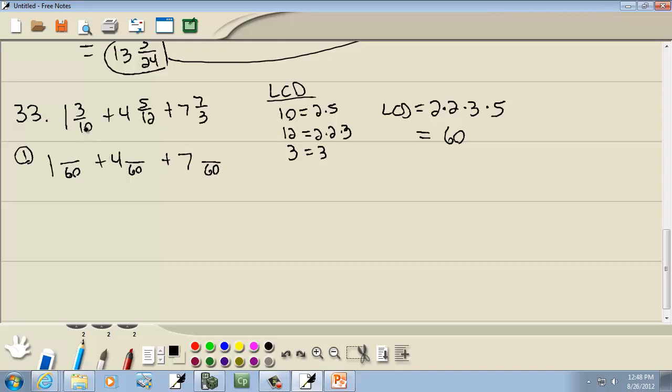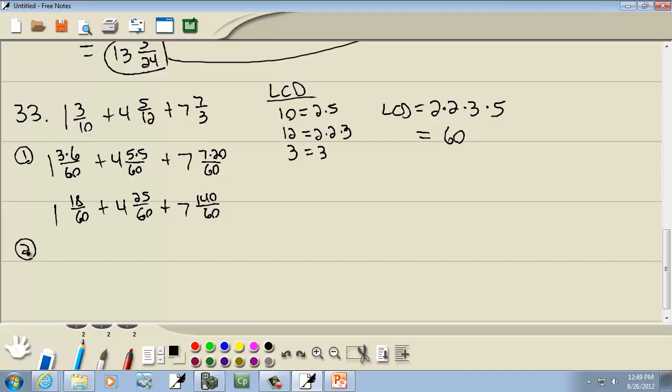Now look at my first fraction. It had a 10. I multiplied it by 6 to get the new denominator, so I multiply the top part by 6. So we got 3 times 6. Second fraction here, I multiplied the bottom part by 5 to get the new denominator, so I multiply the top part by 5. So we got 5 times 5. And our last fraction, we multiplied the bottom part by 20, so we have to multiply the top part by 20. So this gives us 1 and 18 sixtieths plus 4 and 25 sixtieths plus 7 and 140 sixtieths.